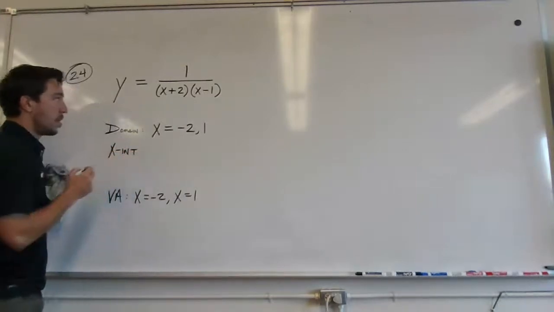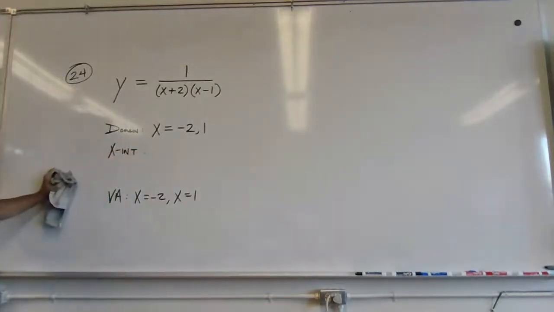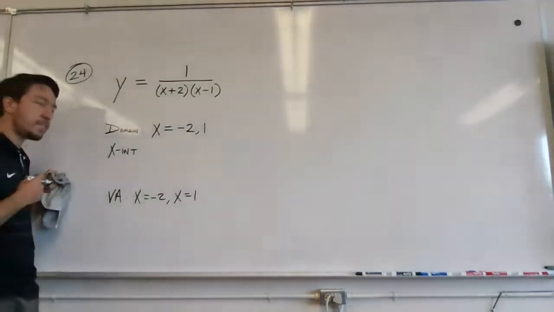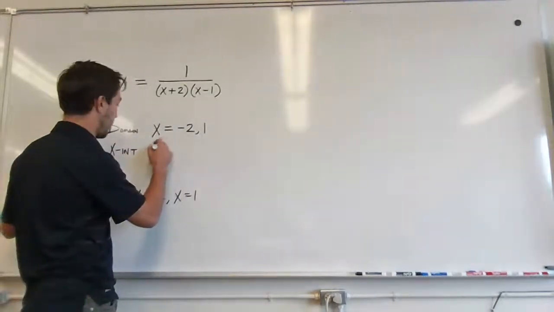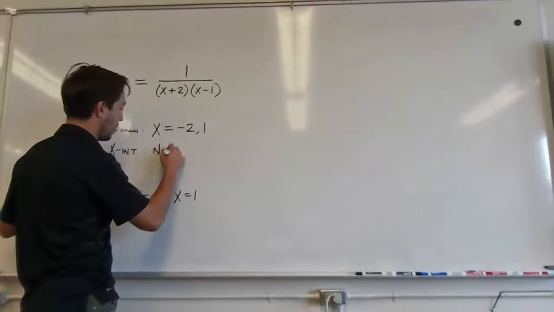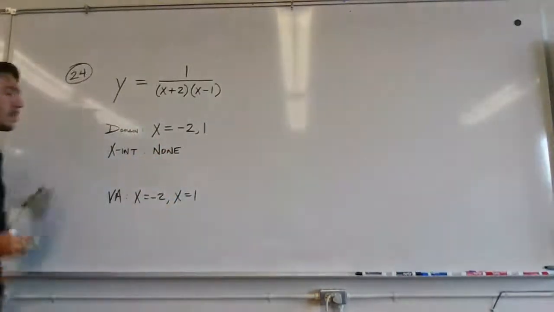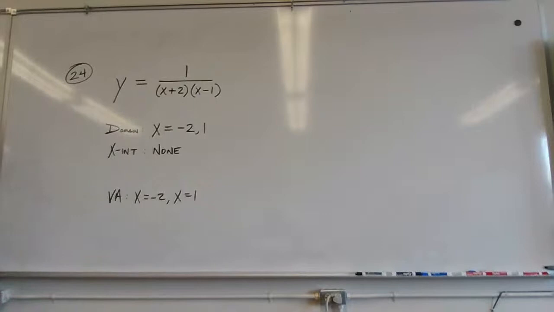X-intercepts. There is none. Oh, very good. It's very fast. There isn't. There aren't any. Let's pause there. Think about that. All right, Sarita, give us our reasoning there. Why? How come you're so sure there's no x-intercepts?